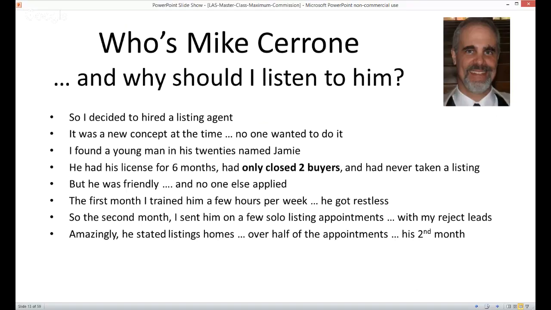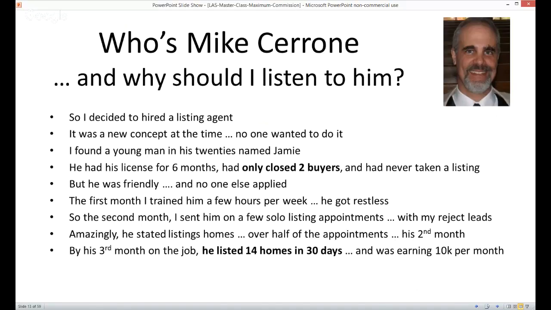I think it was just because he was following the program, right? Once you figure out this stuff, it becomes pretty easy. And by his third month on the job, he listed 14 homes in 30 days and was earning a net $10,000 per month back then. I mean, it was pretty exciting. He didn't have any expenses. He's listing 14 properties a month. I mean, life was good.